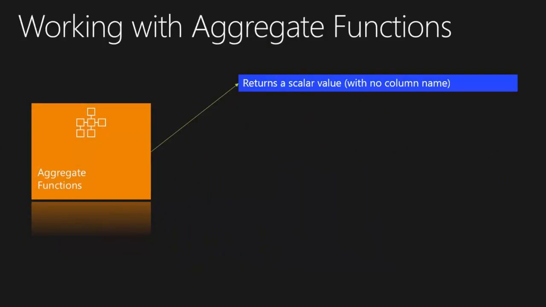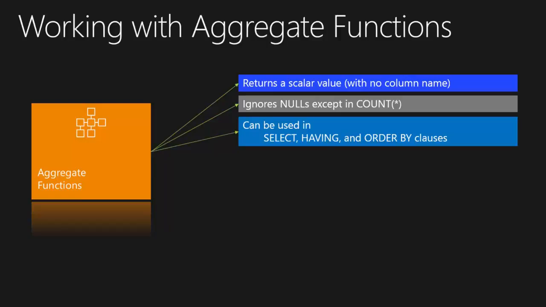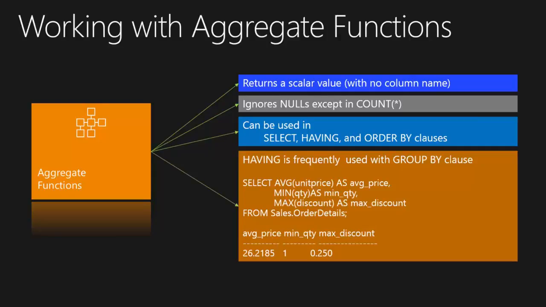Aggregate functions return a single scalar value, and when they are used in a select list, they do not generate a column alias. So when you use an aggregate function, you need to use the as clause to provide a name to the resulting column. Aggregate functions ignore nulls, except when using the count function. And they can be used in the select statements where a single expression is used, like the select, having, and order by clauses.